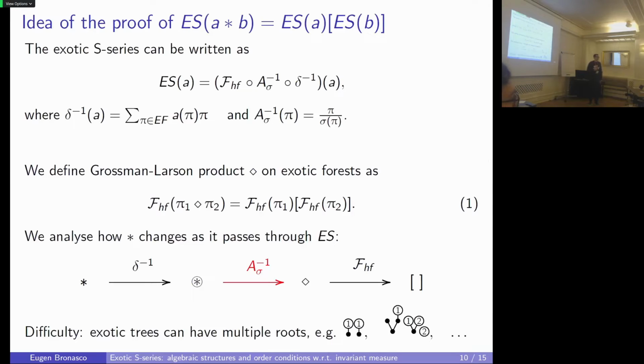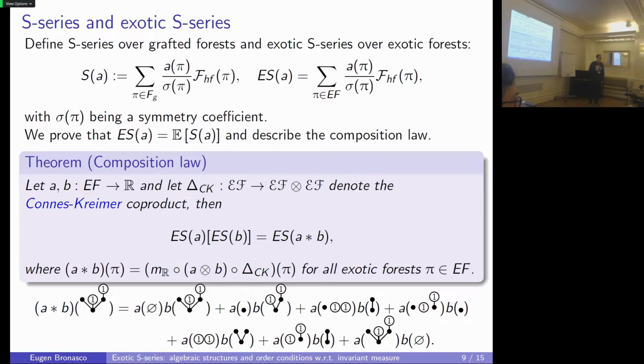Yes? I'm sorry, I just have a question regarding the last slide. Maybe I missed it. So you have A defined over your grafted forests. Yes, here. And then you take expectation, and now you get something over the exotic forest. Yes, so this A, okay, I use the same letter, but it's not exactly the same thing. So this A ignores the pairing, and when you ignore the pairing, you get a grafted forest.